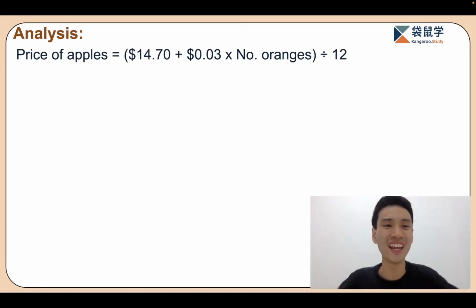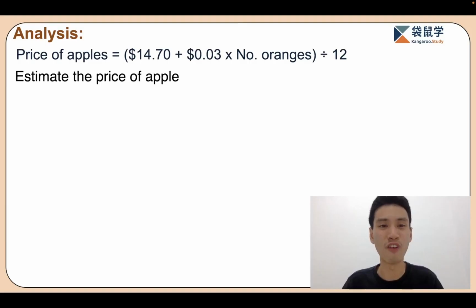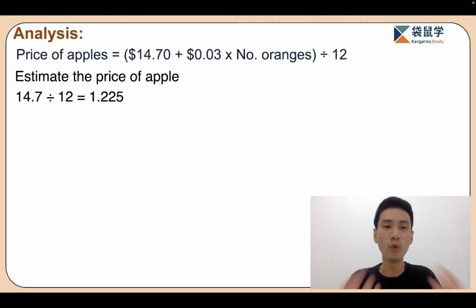We can estimate the number, or rather the price of apples. And how do we do that? Well, first we can assume that apples and oranges are the same price. And so, what would the price of one fruit be? That's right, $14.70 divided by 12, which would get us 1.225.